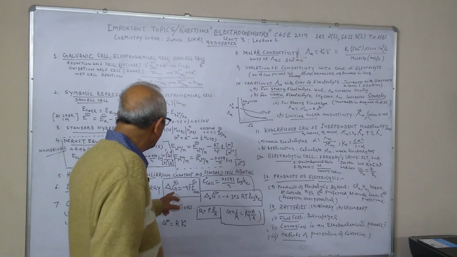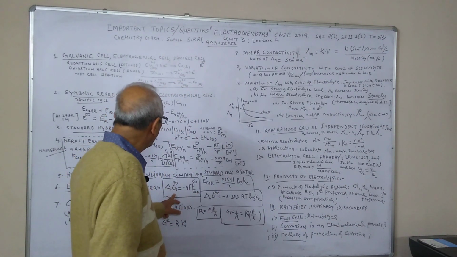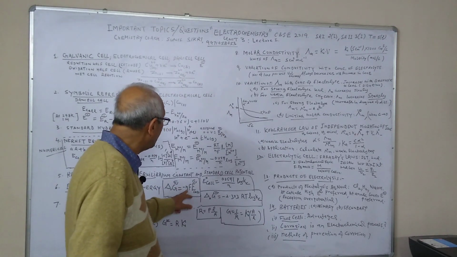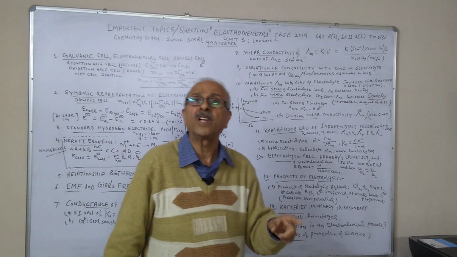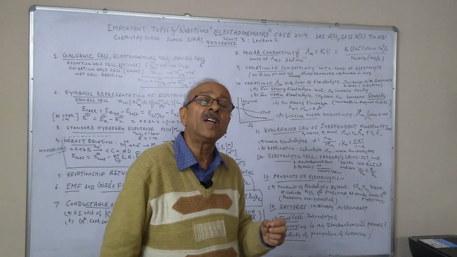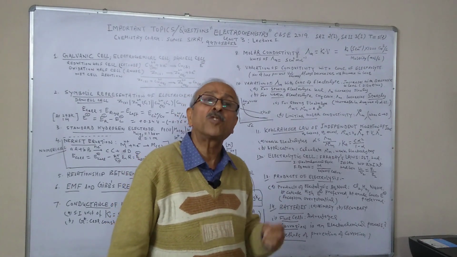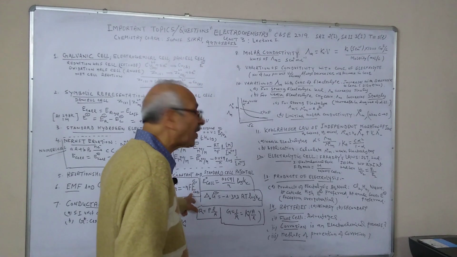Here I am giving the EMF and Gibbs free energy relation for the reaction. Delta G standard is related with the standard value of the cell potential. You already know that Gibbs free energy for a reaction which is spontaneous should be negative, and that means E cell should be positive. Standard value of the E cell should be positive.